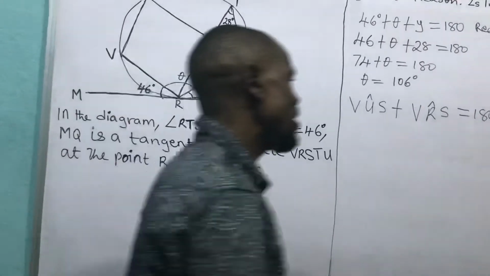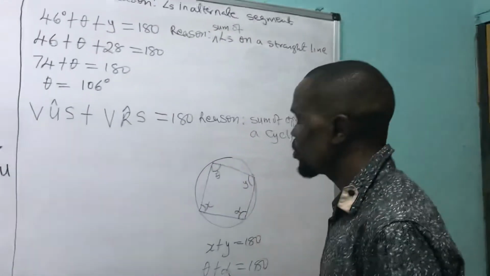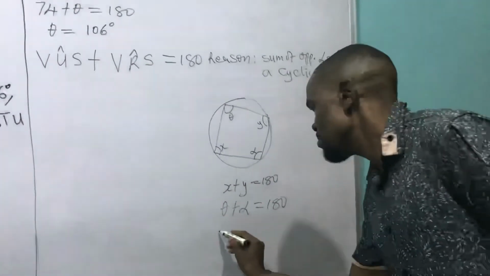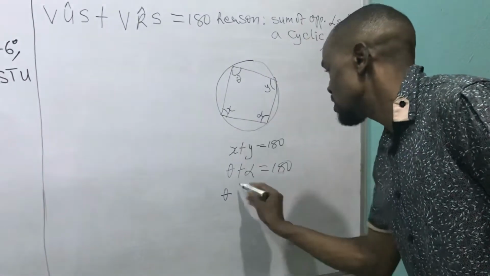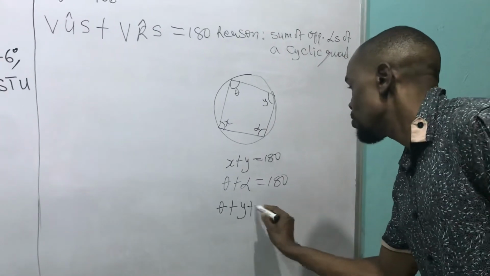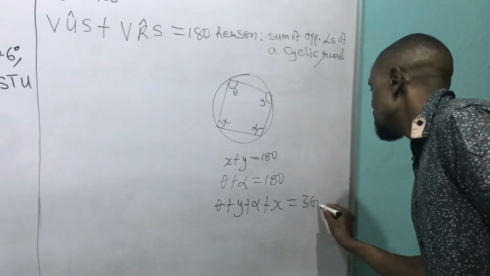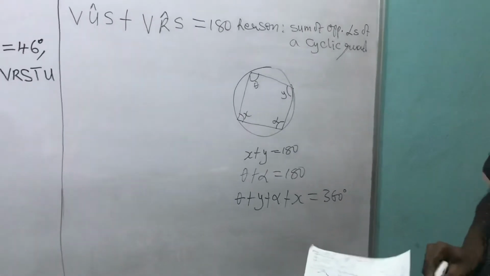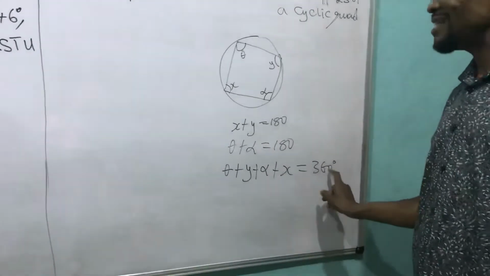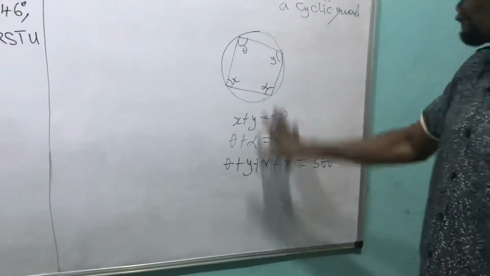Also remember again that the total sum of angles in a cyclic quad is 360. That's what I mean, that theta plus y plus alpha plus x is equal to 360. You remember that? You recall that? We said the sum of angles in a cyclic quad is 360. So we have noted that.